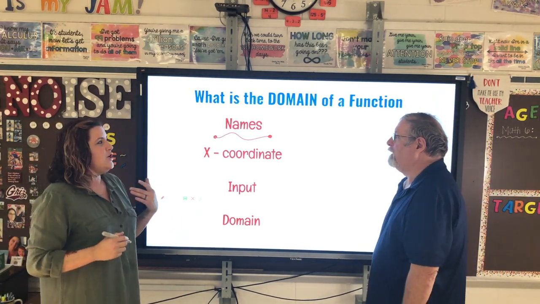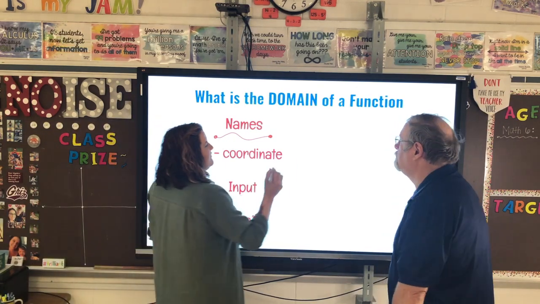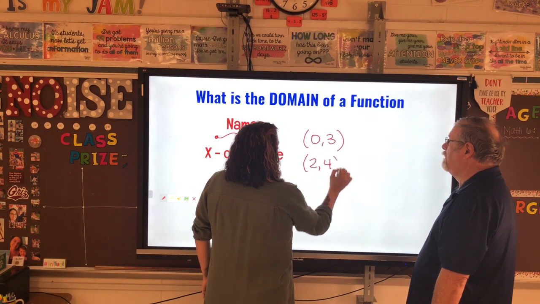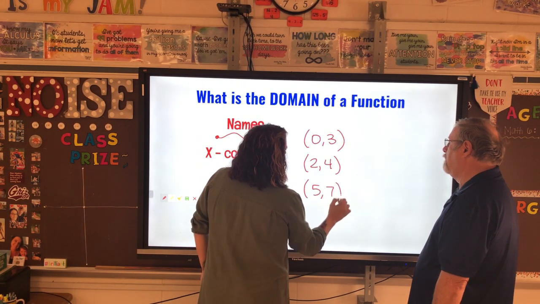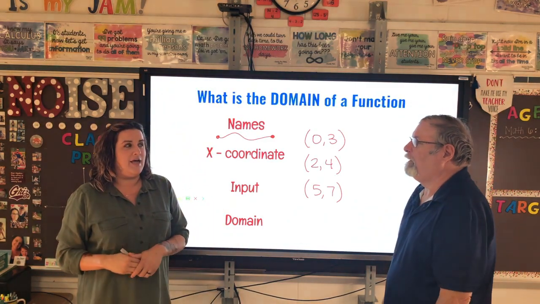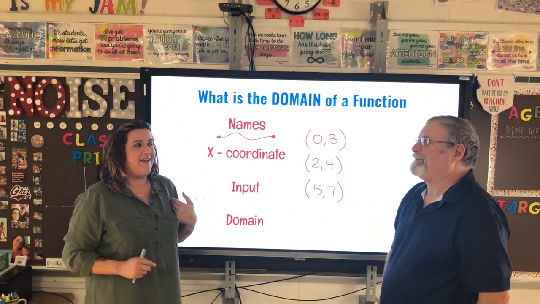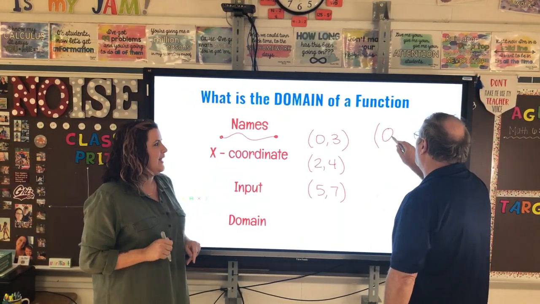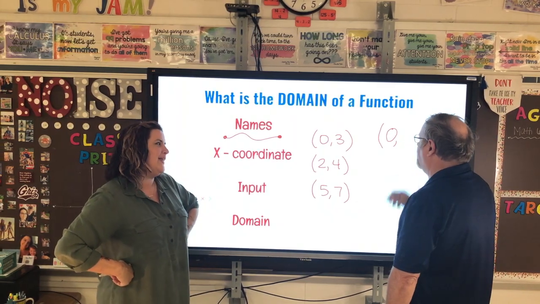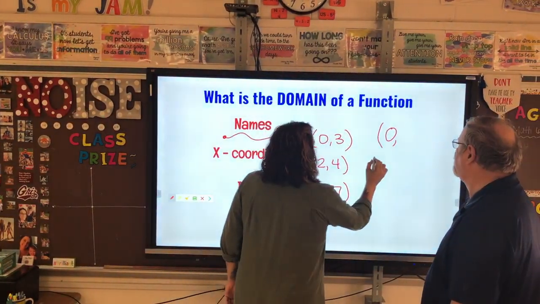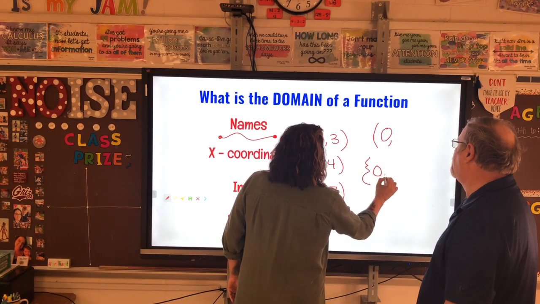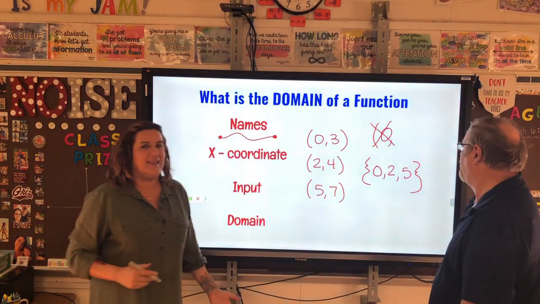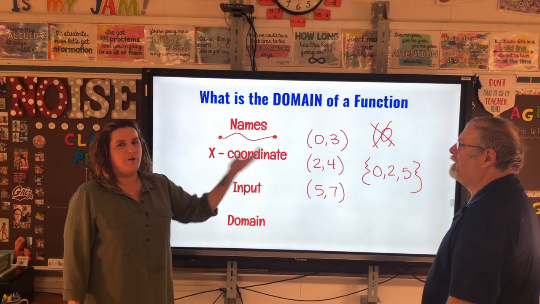Those little circle graphs. So, for example, if I had a list of ordered pairs like (0, 3), (2, 4), and (5, 7), and I was asked to list the domain, which is one of my favorite test questions, I just take the x values and put them in a little squiggly thing. So 0, 2, and 5. I literally just list the x values and boom, there's the domain.